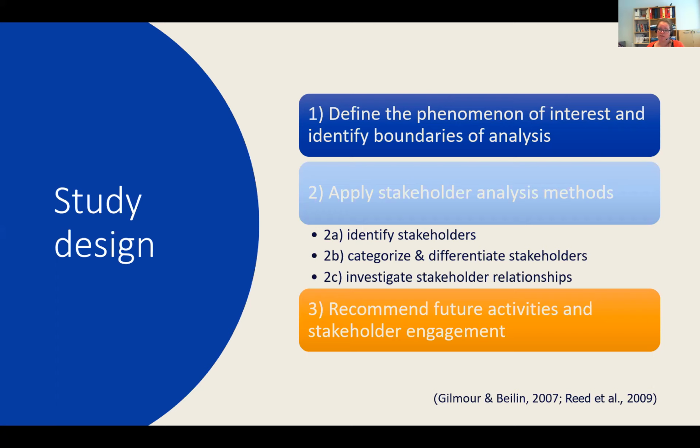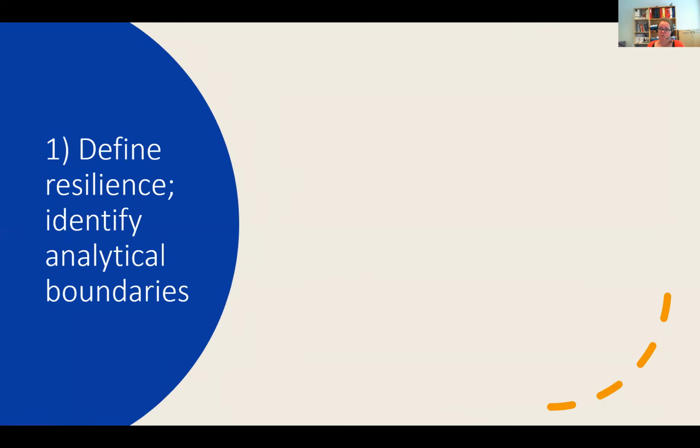The final phase is all about recommending future activities and stakeholder engagement approaches based on the findings in the previous step. In order for the stakeholders to be identified and categorized, we need a clear understanding of the phenomenon that we're interested in, and also to establish the boundaries of the analysis. This is a key part of the whole process, because how this phenomenon of interest is defined can obviously affect which stakeholders come to be identified as relevant or not.